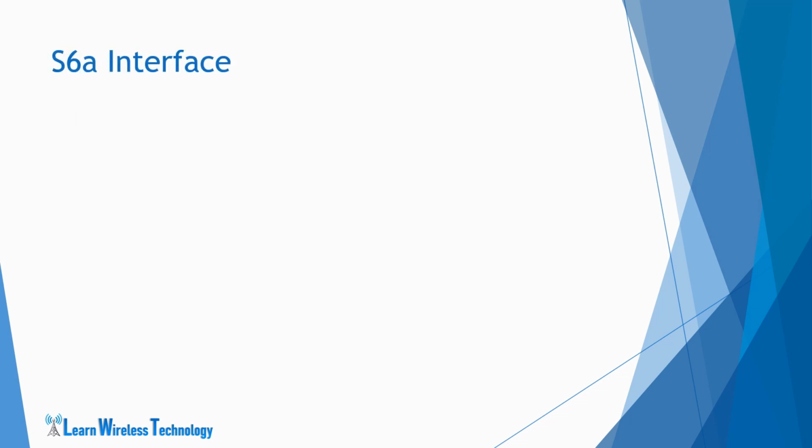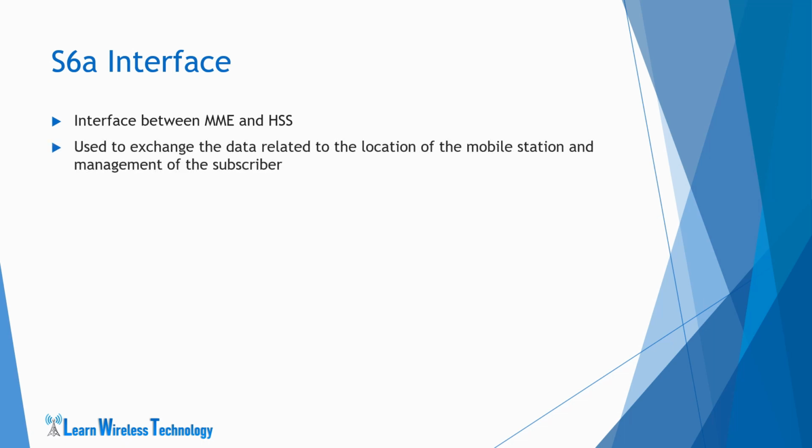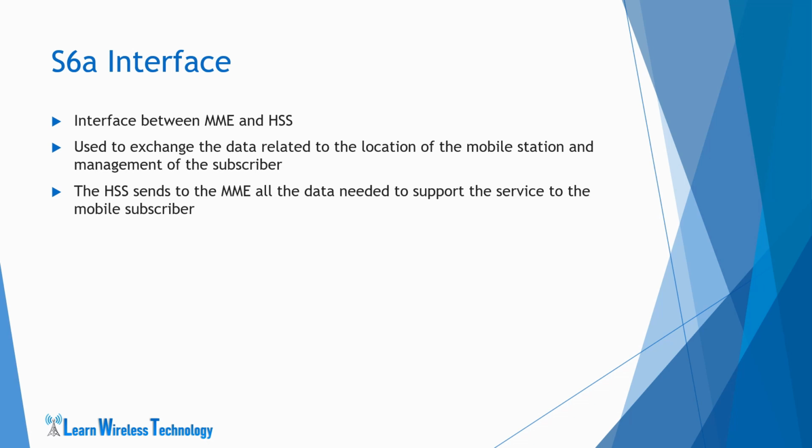Next is the S6a interface. It is an interface between the MME and HSS. It is used to exchange data related to the location of the UV and the management of the subscriber. For mutual authentication, upon request from the MME, the HSS sends useful parameters and information to the MME necessary for authentication. The signaling on this interface uses the diameter protocol. This protocol supports transferring of subscription and authentication data for authenticating and authorizing user access to the evolved system between the MME and HSS.